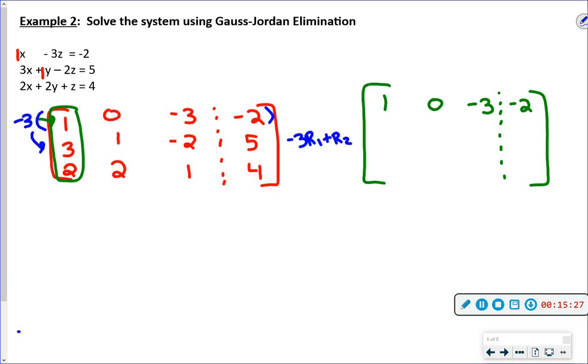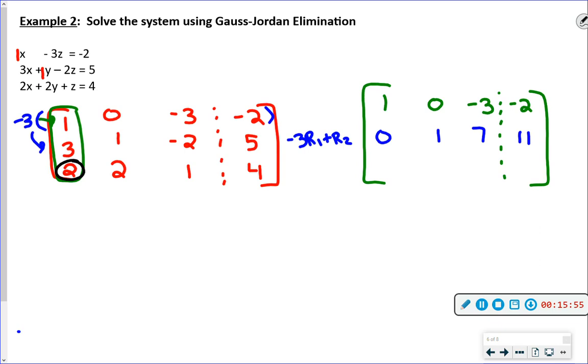So I'm just going to go through and do all those calculations. 1 times -3, -3 plus 3. That's what we were after. -3 times 0, 0 plus 1. -3 times -3, 9. 9 plus -2. -3 times -2, 6. 6 plus 5. Got it.